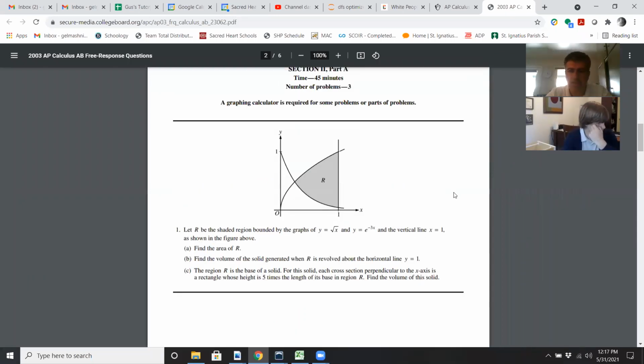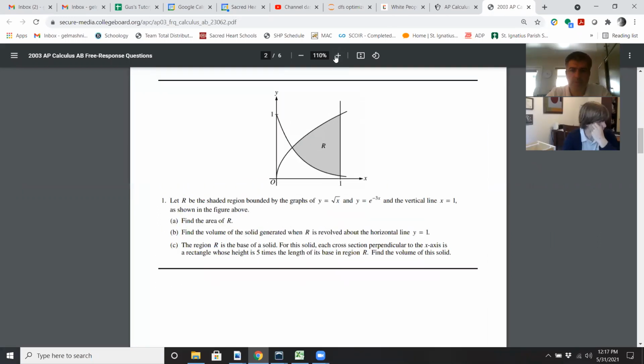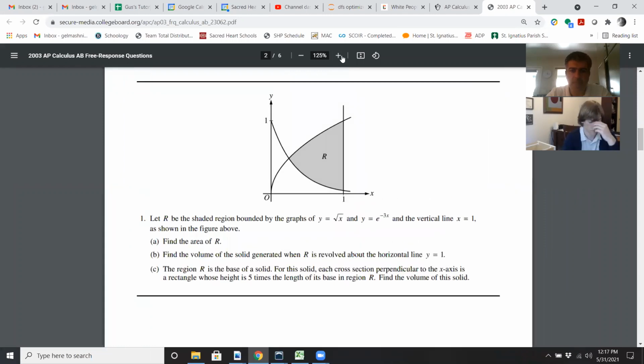And it's calculator. So this is 2003. Okay. So you have root x and e to negative 3x. Hopefully you know which one's root x, but you can always graph it on your calculator. This was a calculator question. So this is going to be y equals root x. This right here is going to be y equals e to negative 3x. And vertical line x equals 1. Okay. We can use calculator, right? It's calculator, yeah. You have to find the area of the region.